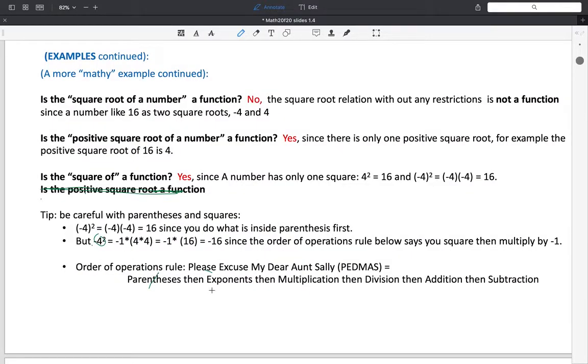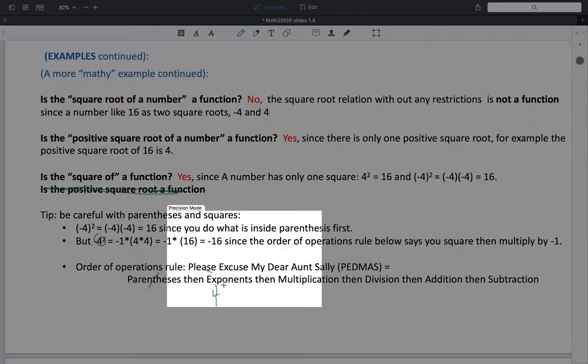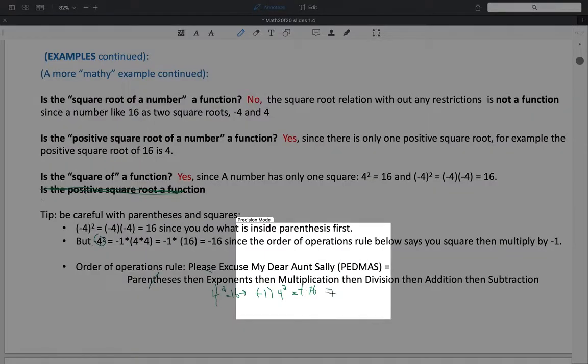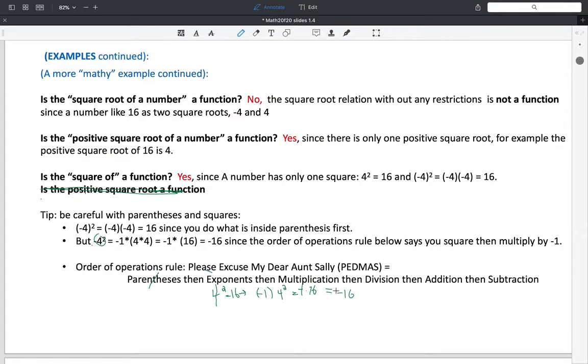And I look for exponents. Yep, so first thing I do is 4 squared, and then I multiply. That's the next thing I do, and that multiply is the negative sign. And 4 squared is 16. So this becomes minus 1 times 16, and that's equal to minus 16. So again, just a tip, keep that stuff in mind. And from time to time, I'm going to do that. I'll show you some sort of technicality about the math that I think will be helpful.